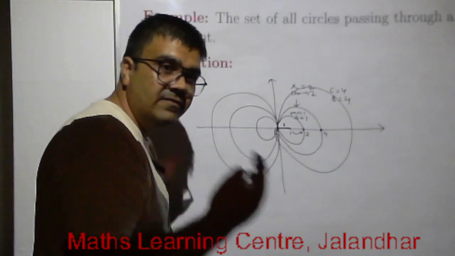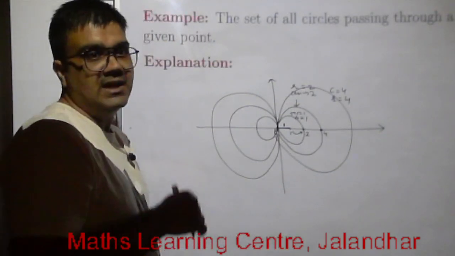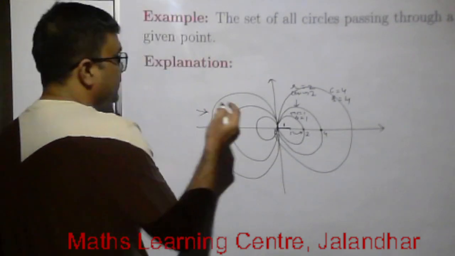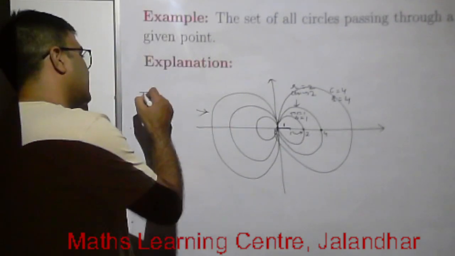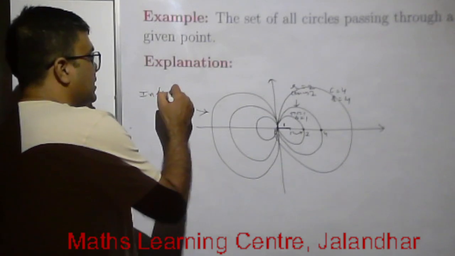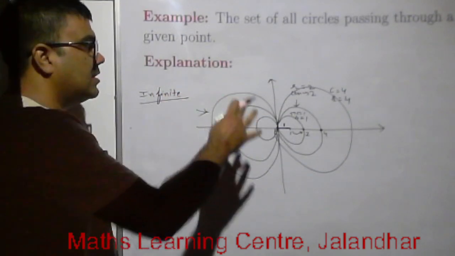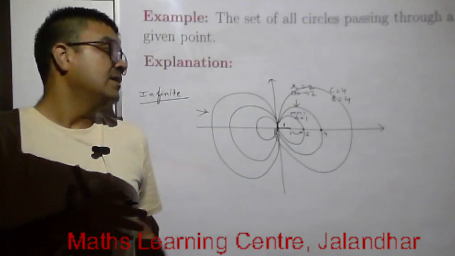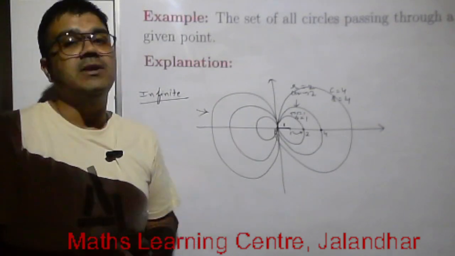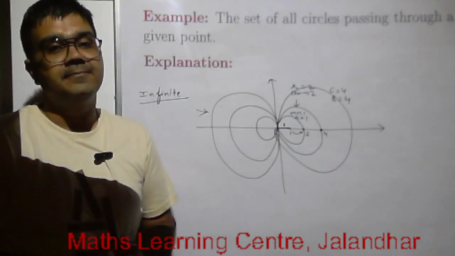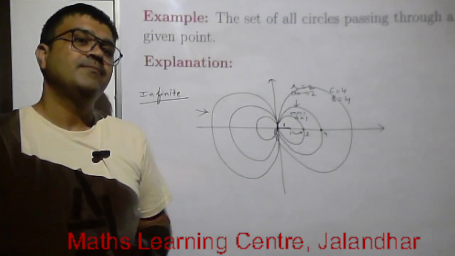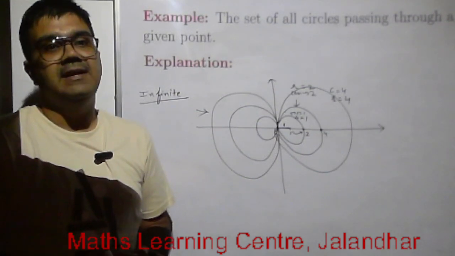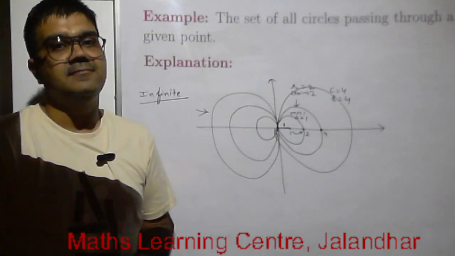We can take infinite values for the centers, we can take infinite values for the radius. It means that the number of circles that we will obtain over here is infinite. That is, we cannot count. We avoid using the term count over here. We just say that the process of counting never comes to an end. So that is why we are saying the set of circles passing through a given point is an infinite set.